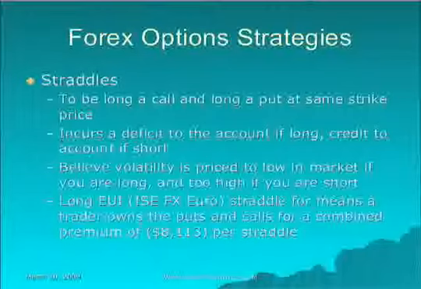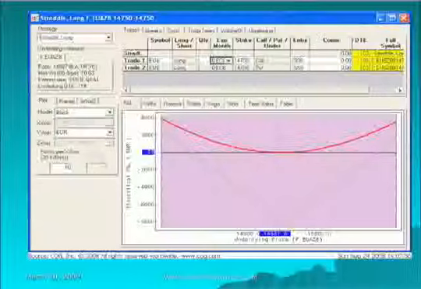In this case, we're long the EUI, which is the ICE FX Euro straddle. It means for a trader that owns the puts and the calls, a combined premium of about $8,000 per straddle in this case. And this is what that looks like. So we're long one.